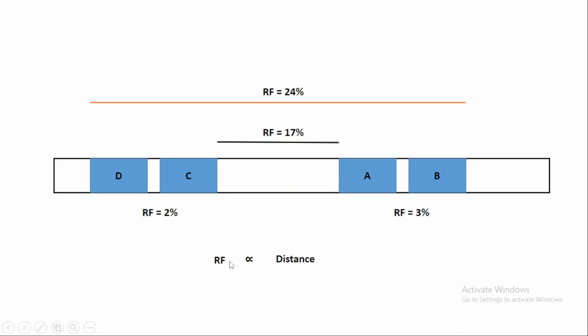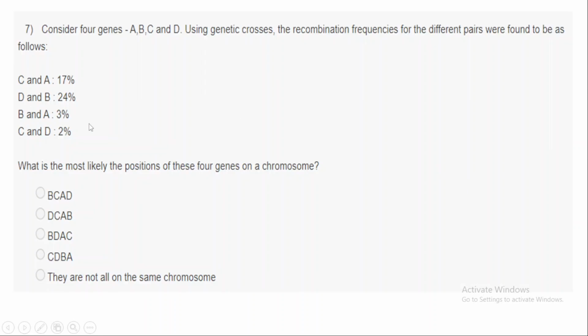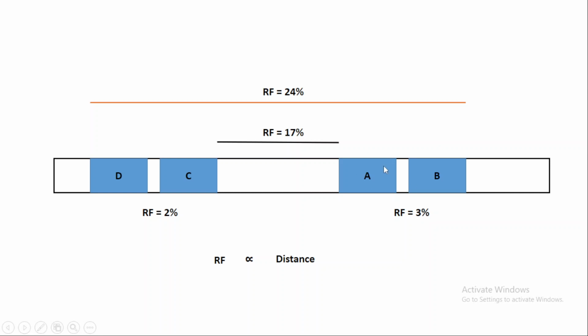So if there is a high recombination frequency, that means two genes are very distant. That's how they are able to recombine so efficiently. So we see that A, B have recombination frequency of 3%. That says that A and B must be close by. C and D have a recombination frequency of 2%. That means C and D are also close by.